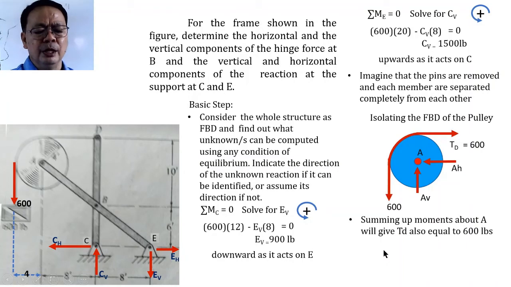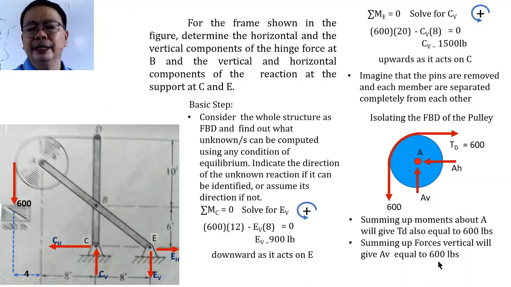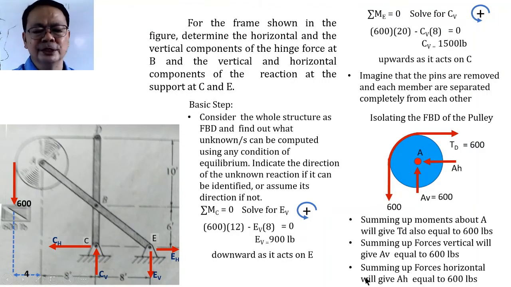Now, if we apply the summation of forces vertical, this will give us a value for A sub V equal to 600 pounds. So A sub V is now defined as 600 pounds. Similarly, if we sum up forces horizontally on this free body diagram, this will give us a value of A sub H equal to 600 pounds. So A sub H will also be equal to 600 pounds.